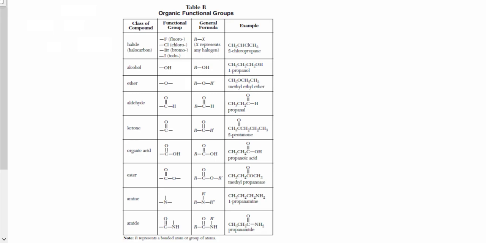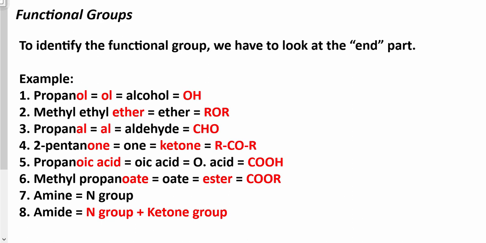reference table R. So when we are using reference table R, we need to look at the last column where they gave us some examples, and we need to identify the functional group by looking at their end part. For example, if the example is given as propanol, the name propanol ends with OL. And if any compound has a name that ends with OL, you need to understand that it's alcohol. If it's a chemical formula for alcohol, it will end with OH.